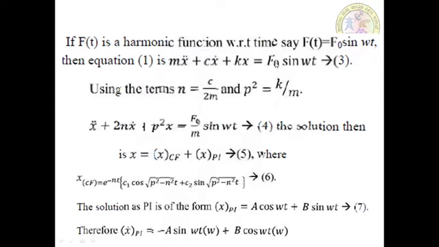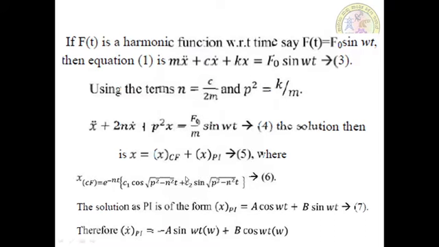Now you can substitute all those things in equation number 3. Since you have c by 2m, you have to divide by m, so that you get equation number 4 after dividing with respect to m. Now the total solution of equation 4, the displacement solution, is the complementary plus the particular solution. That is equation number 5.